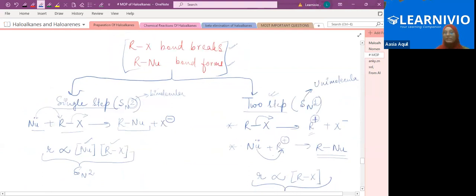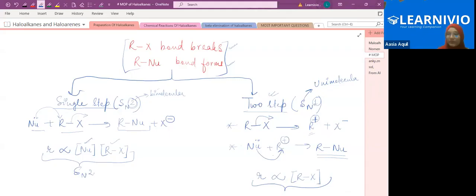So basically, there are two types of nucleophilic substitution reaction. The first one is unimolecular, and the second one is bimolecular. The unimolecular reaction is SN1. What does the one denote? One denotes the unimolecular. One means uni, right? Unimolecular means molecularity is one.